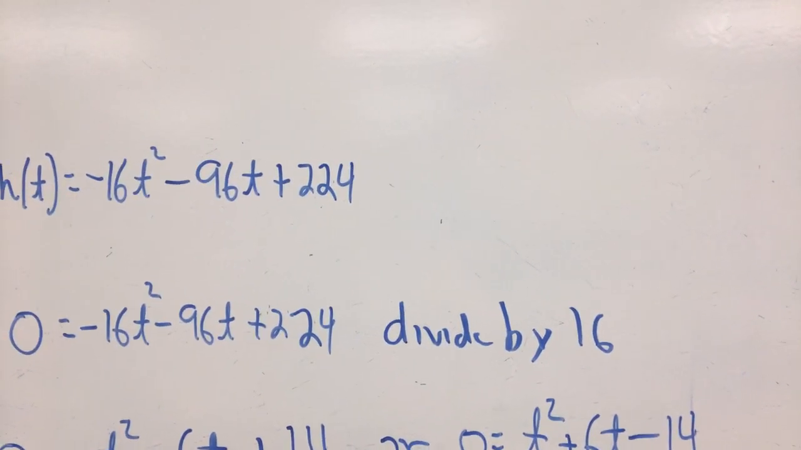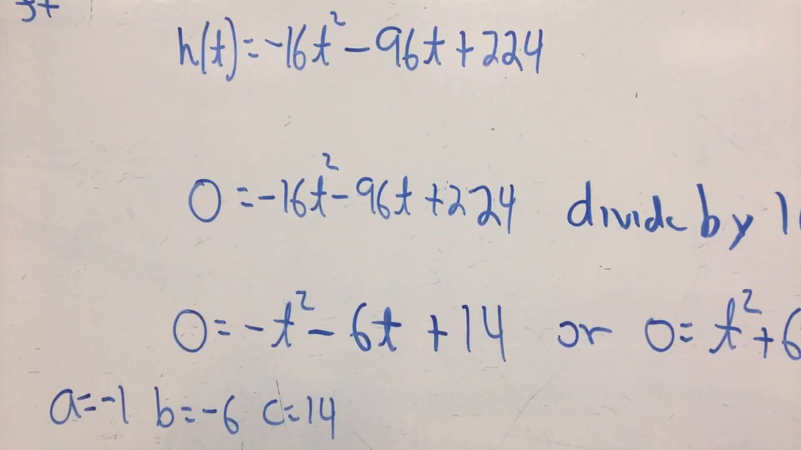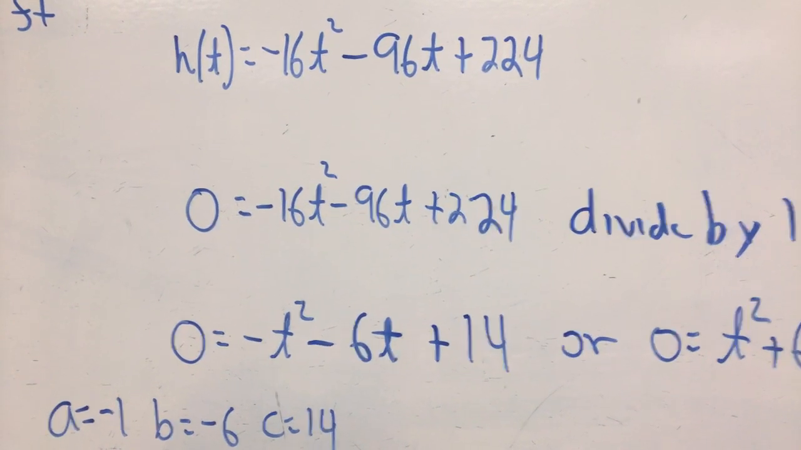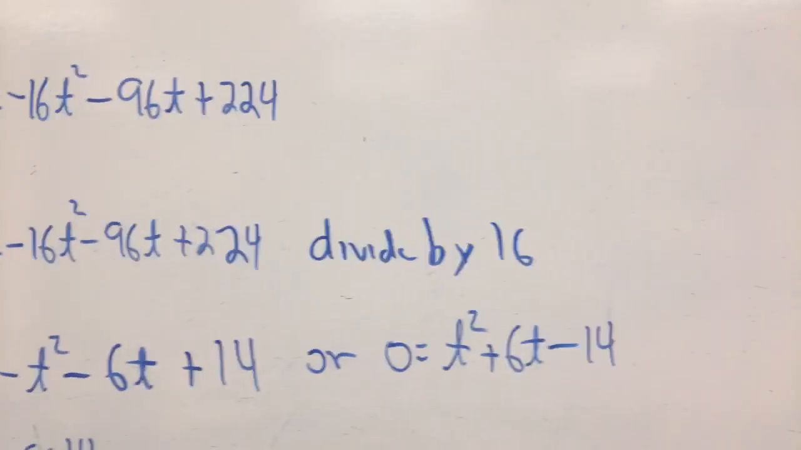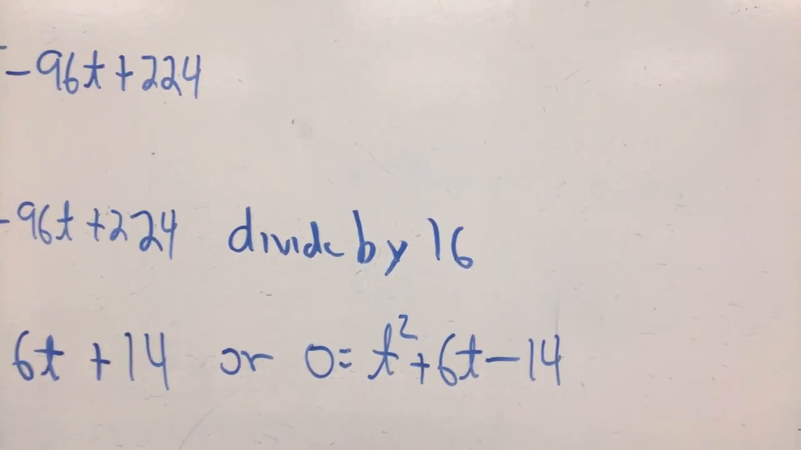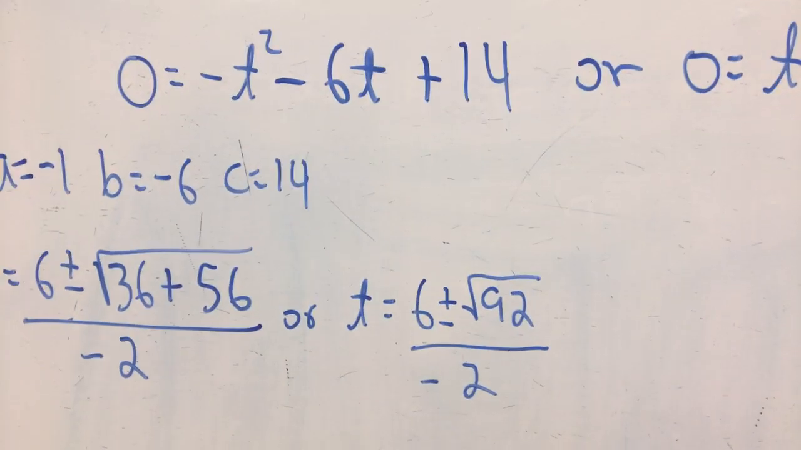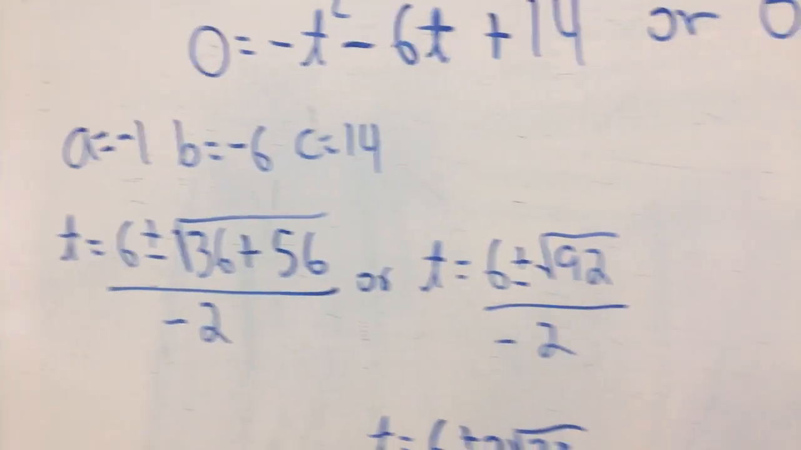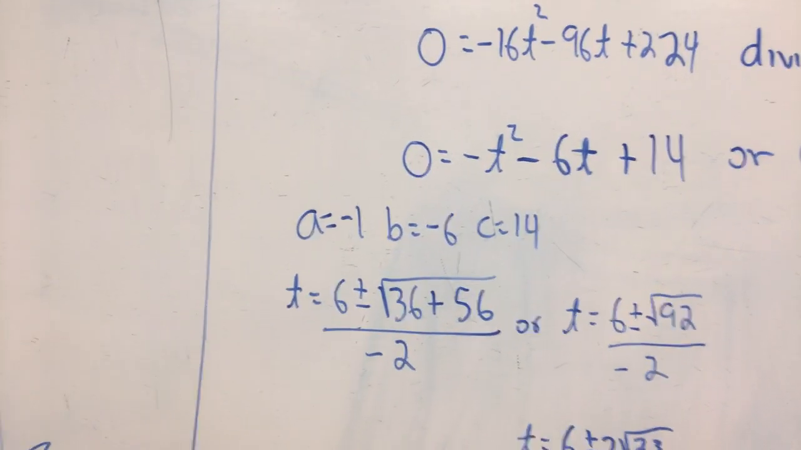Now, once again, I picked all the numbers so you can divide it by 16, and you get something very manageable. Negative t squared minus 6t plus 14, or you could multiply it by negative 1. It matters not. T squared plus 6t minus 14. Because it's that whole plus or minus thing right there that's going to fix that, and then the sign, of course, is going to flip the other one. All right, so you use the quadratic formula.